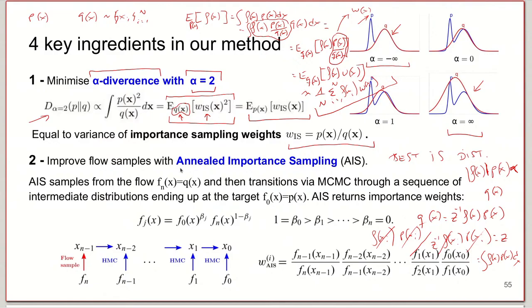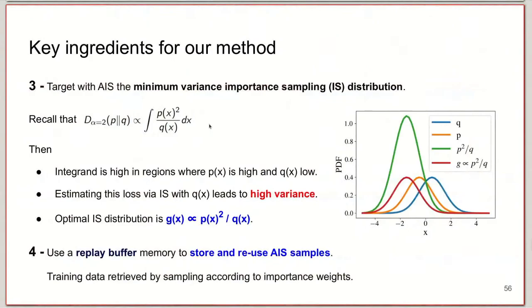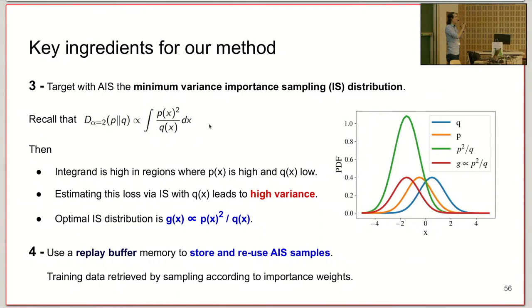And then you just estimate this alpha divergence using importance sampling, but with an improved version of importance sampling, targeting the minimum variance importance sampling distribution. And we can see how this helps to find modes. In this plot, we were asking, how does your model find modes when it's initialized to sample from very narrow distributions? The reason is that for the alpha divergence, you can show that the optimal importance sampling distribution is just p squared divided by q.